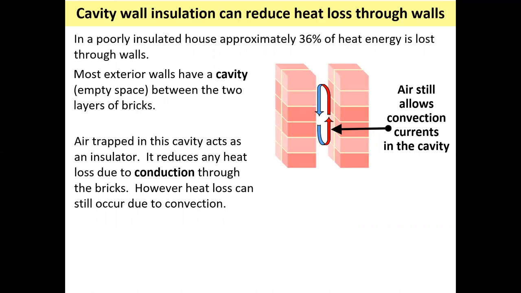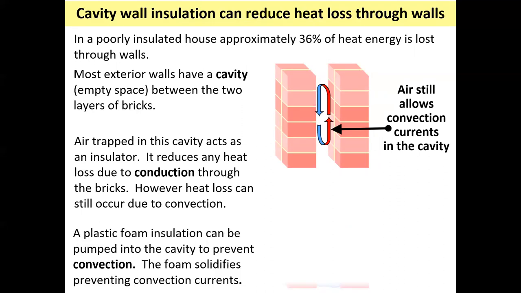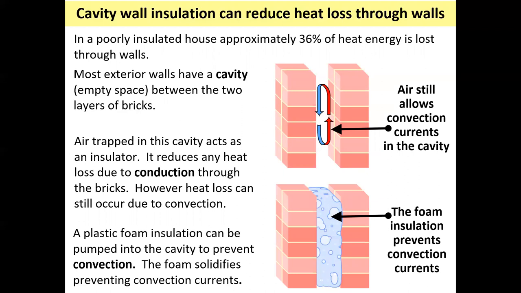However, air still allows heat loss through convection. So how do we stop the convection? Well, this is where we use cavity wall insulation. What cavity wall insulation is, is where a plastic foam can be pumped into this cavity, this space between the two walls, to prevent convection.